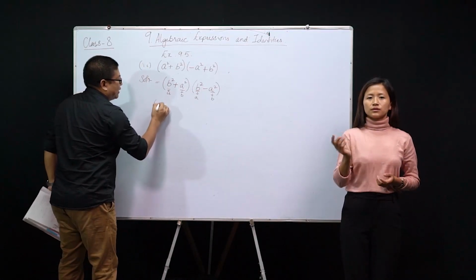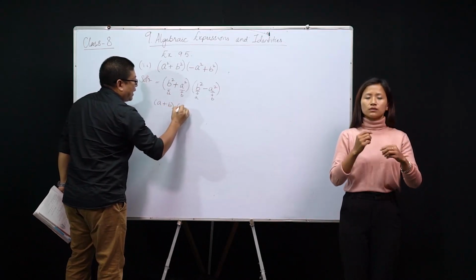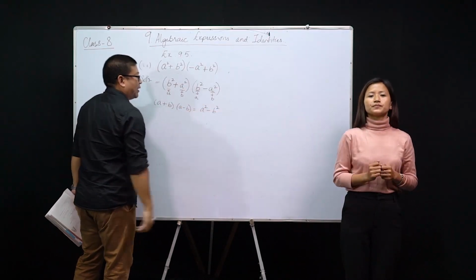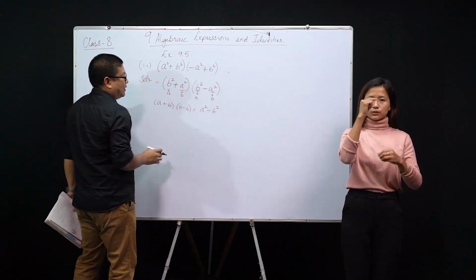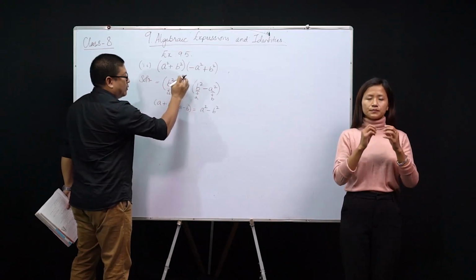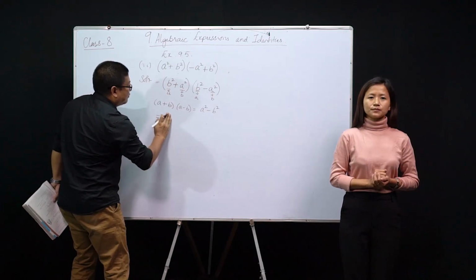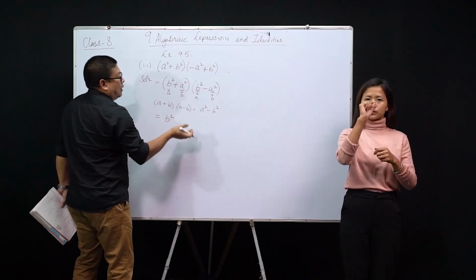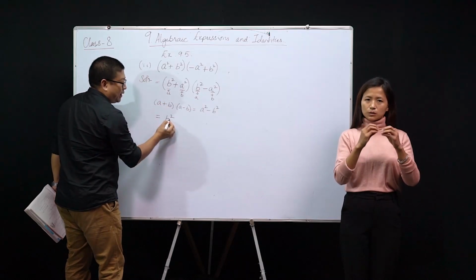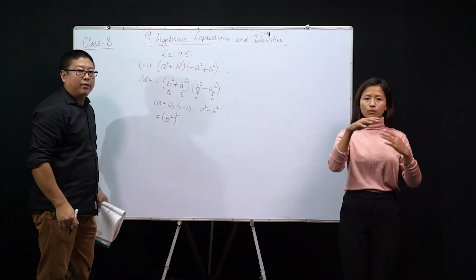Now there is an identity that we have learned: (a plus b) into (a minus b) is equal to a square minus b square. You will apply this identity here. So in place of your a, you will write b square. In place of your b, you will write a square. Please do not get confused. Your a is b square, so I'm writing a here. Now there's one more square, so I'm writing the whole square.